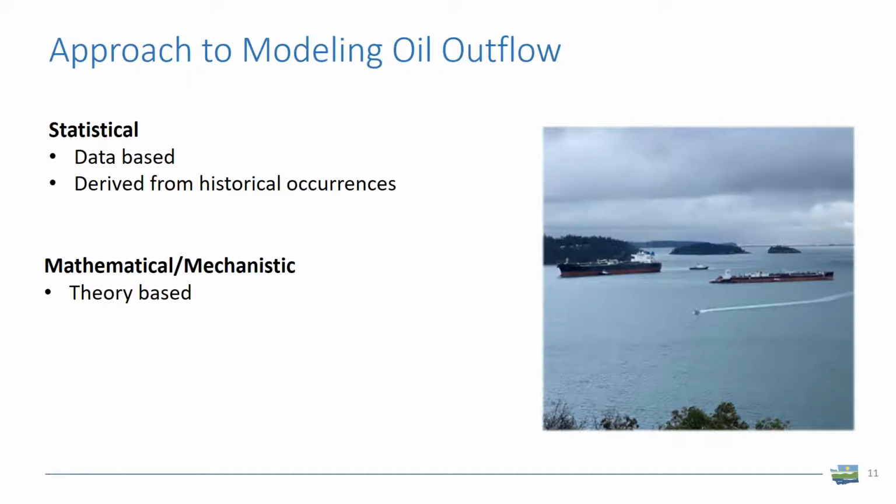The statistical models rely on incident databases like the Coast Guard's MISLE data set or Lloyd's IHS set. These databases have data on what proportion of vessels involved in particular accident types had an oil spill, and if they did have a spill, how much oil was spilled. And then on the other hand, the mathematical or theory-based models rely on our understanding of the physical processes and interrelationships to estimate damage from accidents and the potential for oil outflow based on that damage.